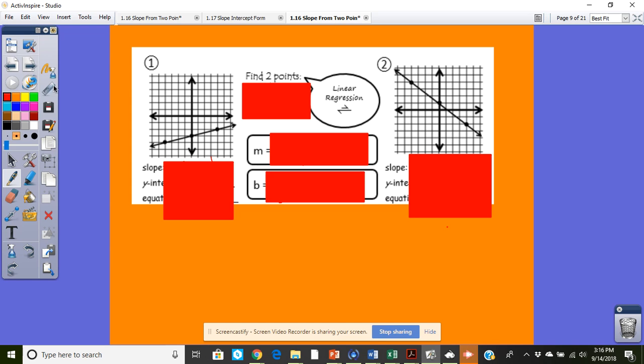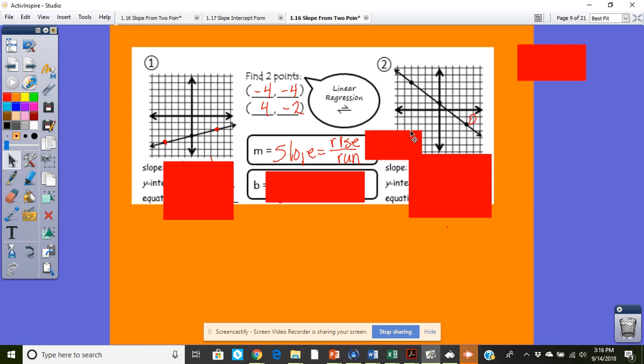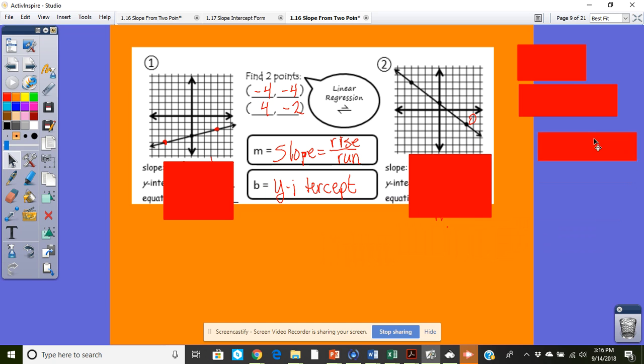So the first thing that you need to do is to find 2 points. So I've got a nice point here, and I've got a nice point here. And so this bottom point here is located at -4, -4. And this point to the right here is located at 4, -2. So remember that m equals our slope, and slope is rise over run. So that's slope. And then b is y-intercept.